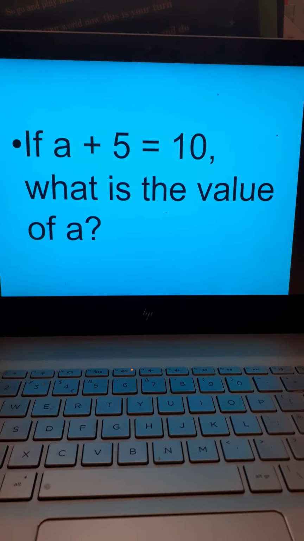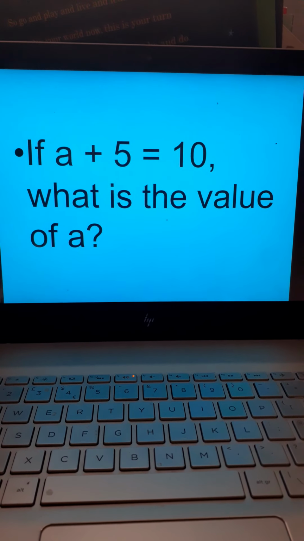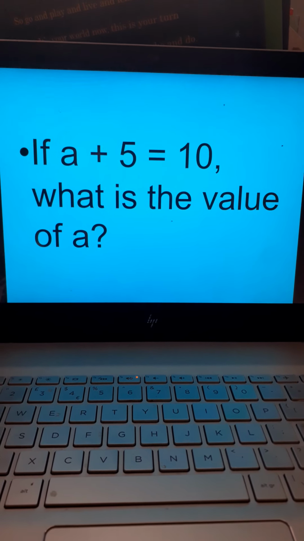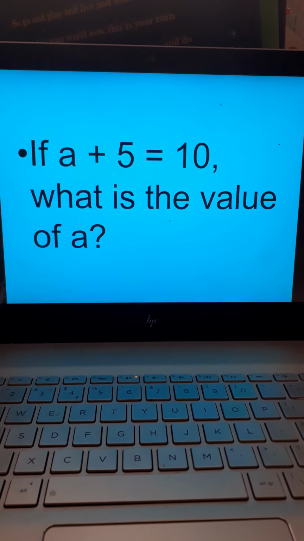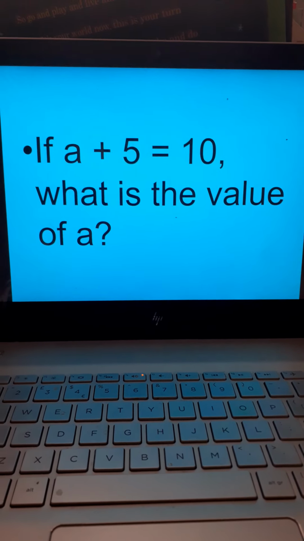Now, some silly billies would say 15 because they see the 5 and the 10 and they see an addition symbol, but that is incorrect. A goes with 5 to make 10. A must be less than 10. How much less? 5 less.